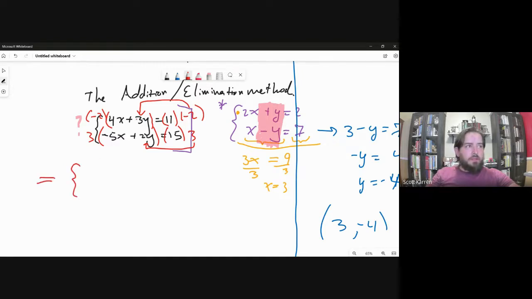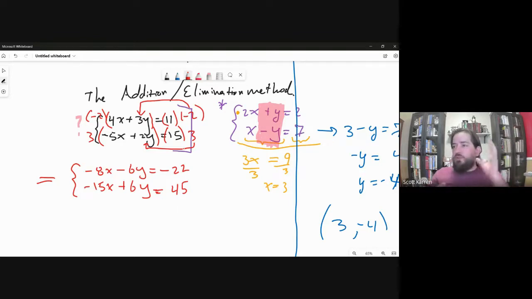So my new equivalent system is -2 times the first one, so that's -8x, minus 6y equals -22. On the bottom one, I'm multiplying 3 through everything, so it's -15x plus 6y equals 3 times 45. 3 times 15 is 45. And make sure you multiply the right-hand sides as well, because it's the multiplication principle we're using. We have to multiply both left and right-hand sides.